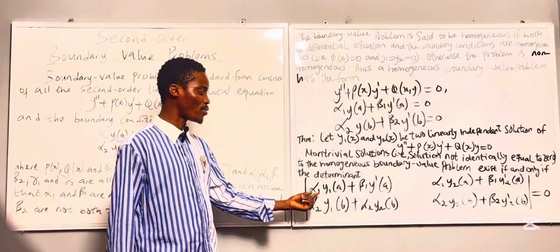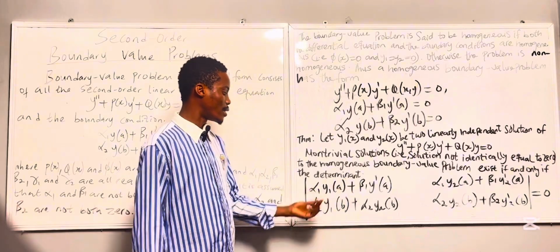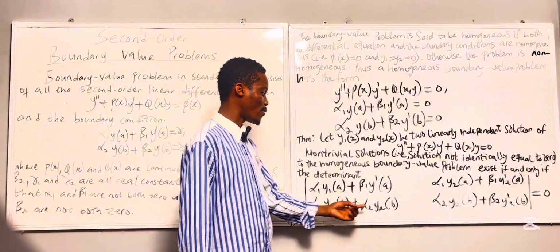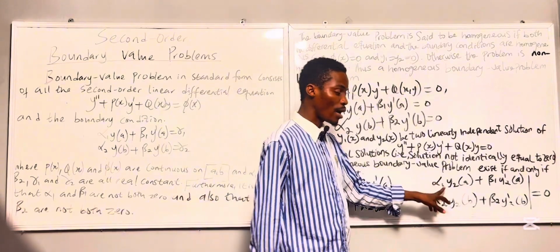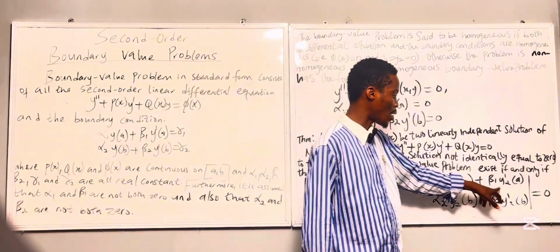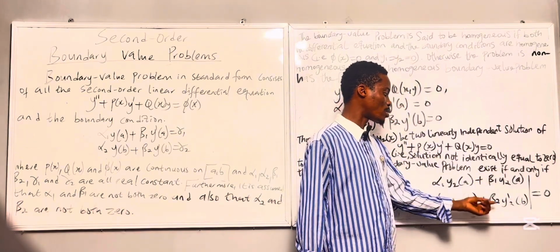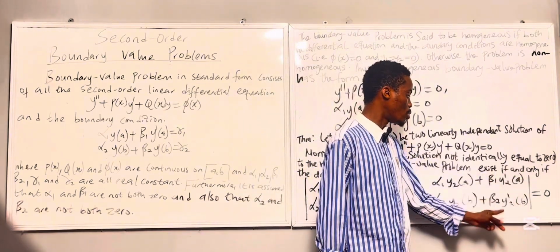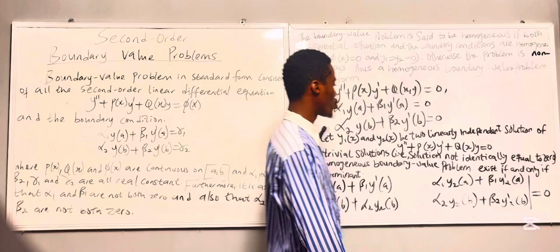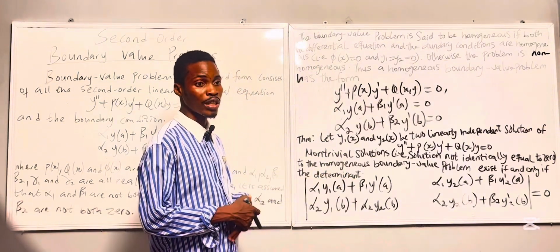So we have the determinant with entries alpha 1 y1 of a plus beta 1 y1 prime of a, alpha 2 y1 of b plus beta 2 y1 prime of b, alpha 1 y2 of a plus beta 1 y2 prime of a, and alpha 2 y2 of b plus beta 2 y2 prime of b, and this is equal to 0. We get all these constants from the boundary conditions given.